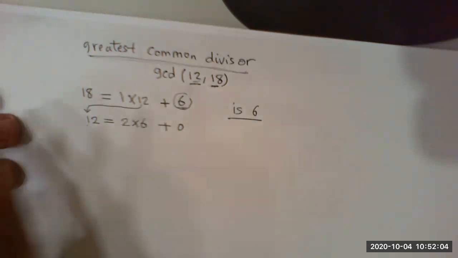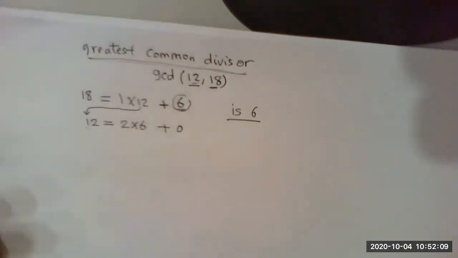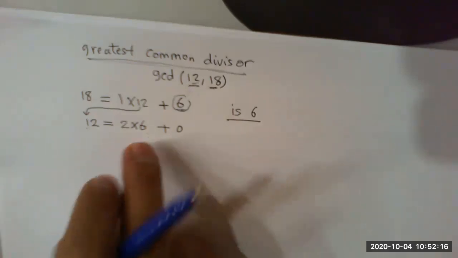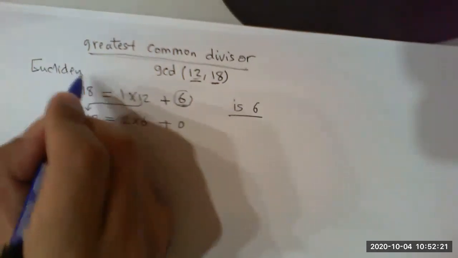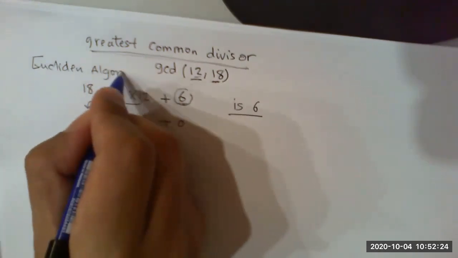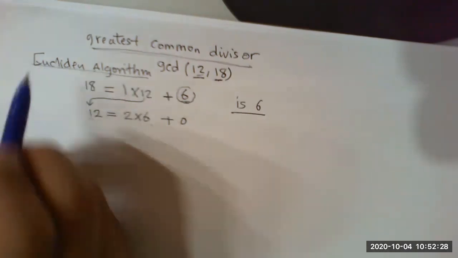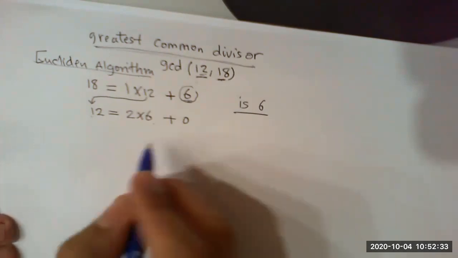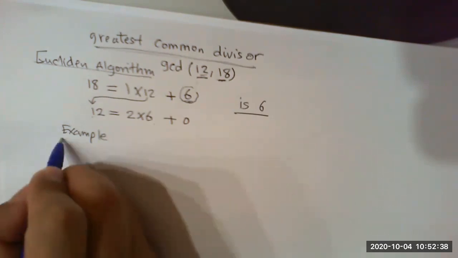I taught my son in a different way, but we do it using the Euclidean algorithm, because when you want to write a computer algorithm, the only way is to have an algorithm for this. Okay, let me take another example.